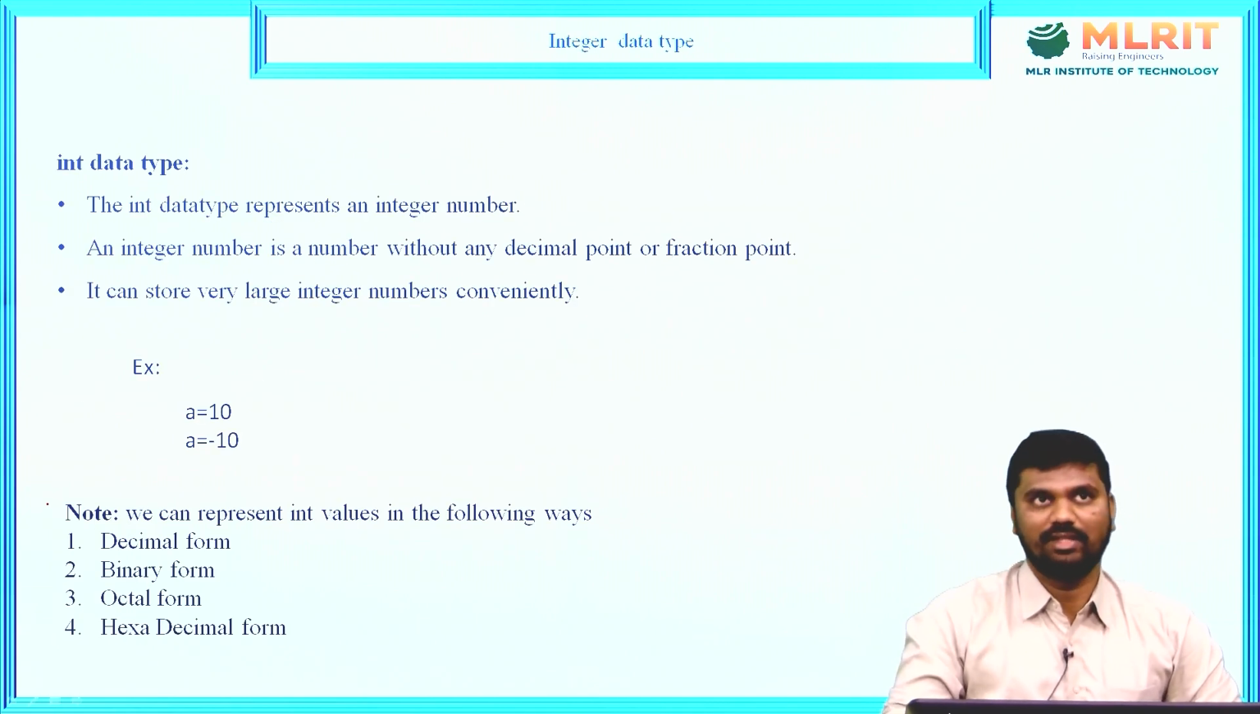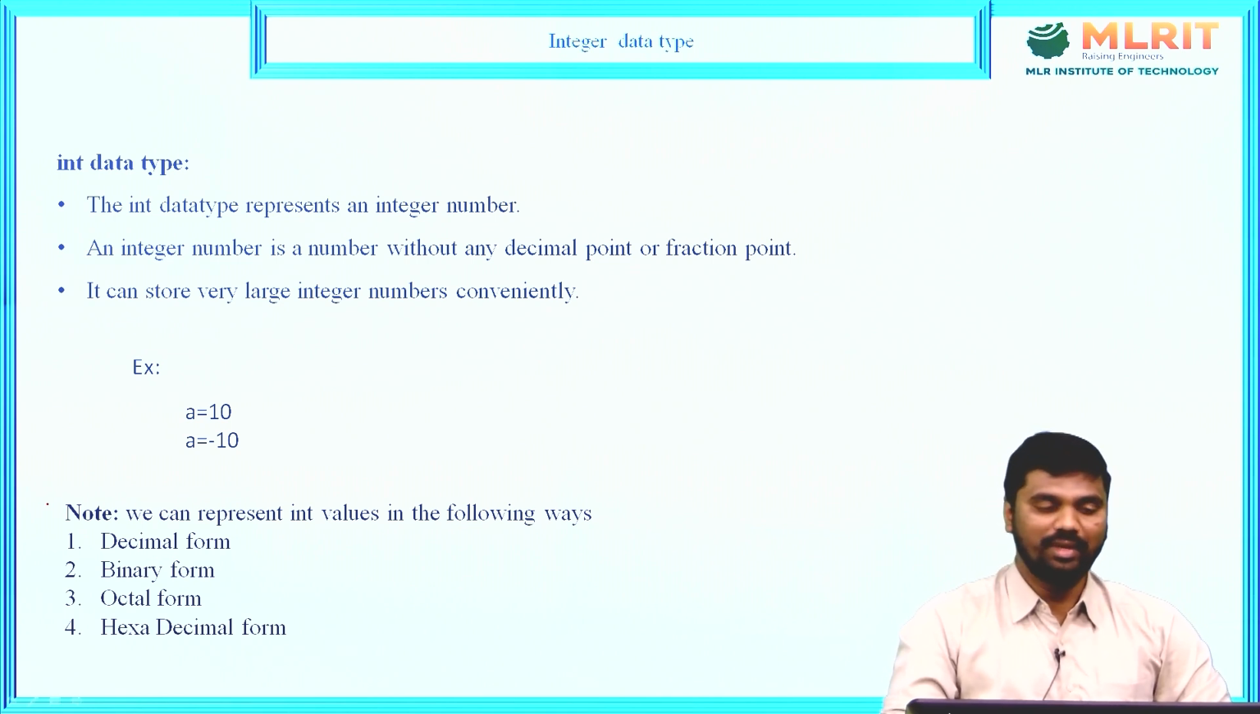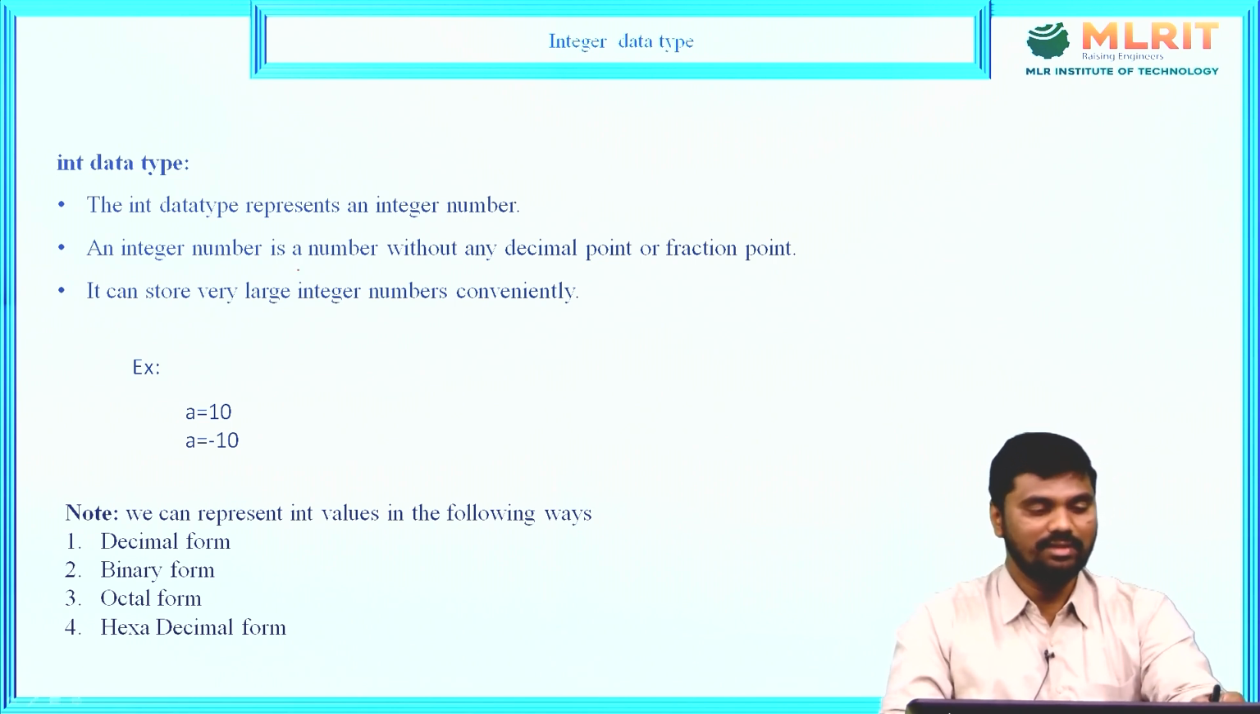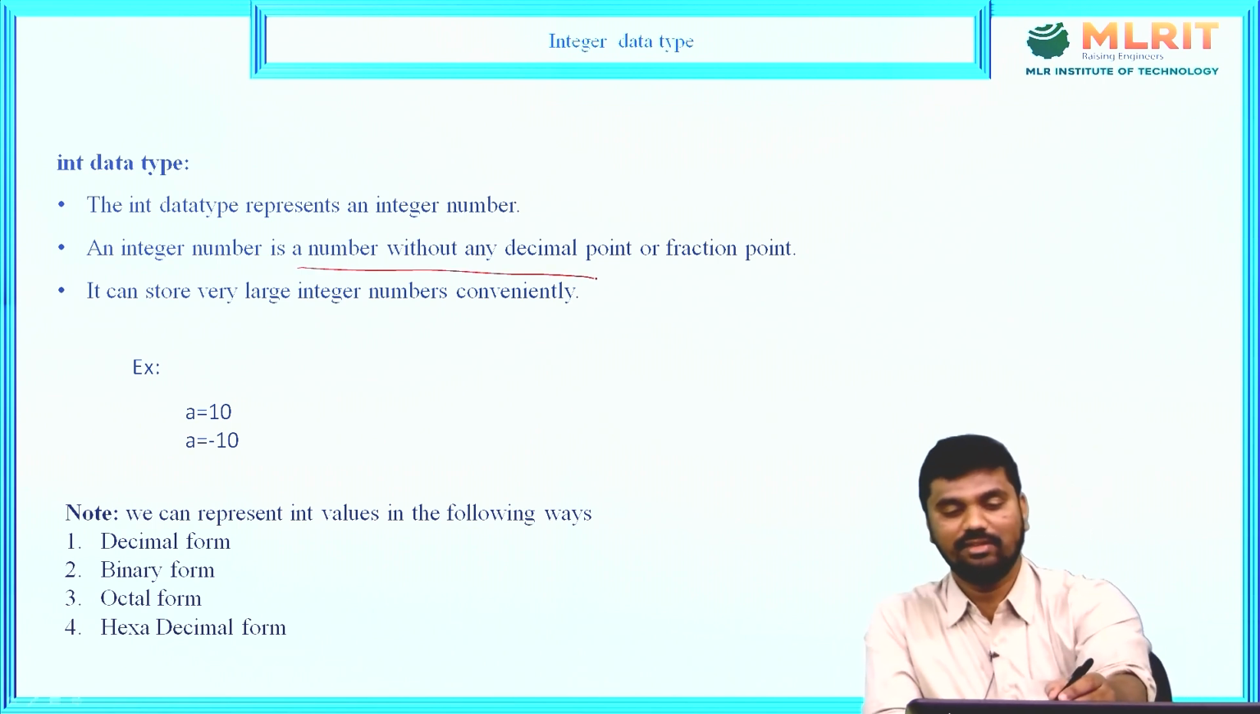Here, first the data type we are going to discuss is the int data type. The int data type represents an integer number, we can say whole numbers. And one more point here is, an integer number is a number without any decimal point. For example, 10.